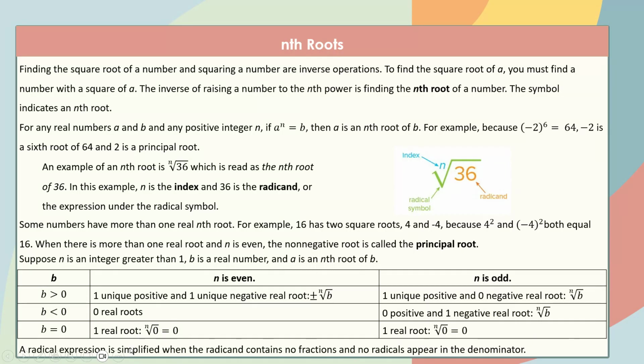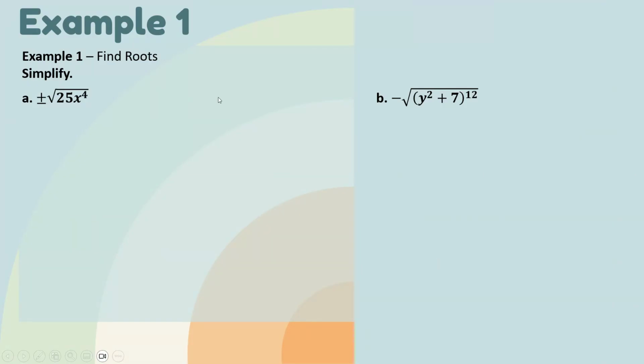To be in simplified form, you cannot have a fraction radicand, and you cannot have radicals in the denominator of a fraction. All right, so for example 1, to simplify the square root of 25x to the 4th, square root would be what times itself equals 25, and then for x to the 4th, what times itself equals x to the 4th. So because 5 squared equals 25, the square root of 25 is 5, and because x squared equals x to the 4th, the square root of x to the 4th is x squared.